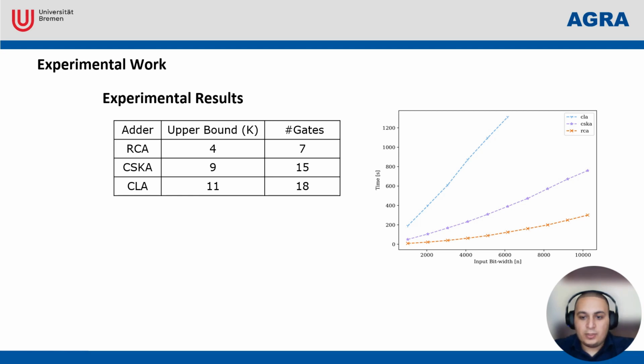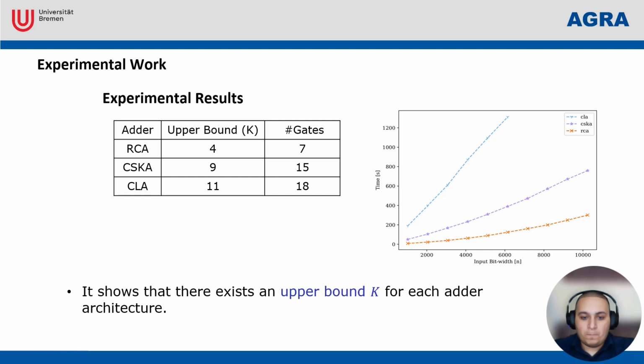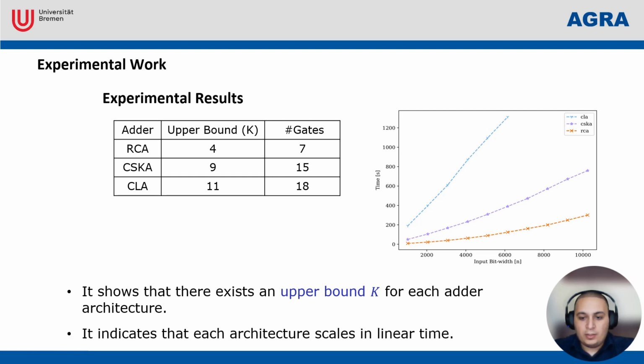And the table shows the maximum number of input nodes in any subgraph, which is indicated by k, and the maximum number of gates we can have in each reduced subgraph. As we can see, the time depends only on the upper bound k, and that it scales in linear time.